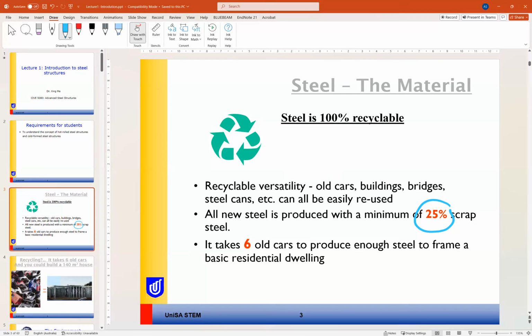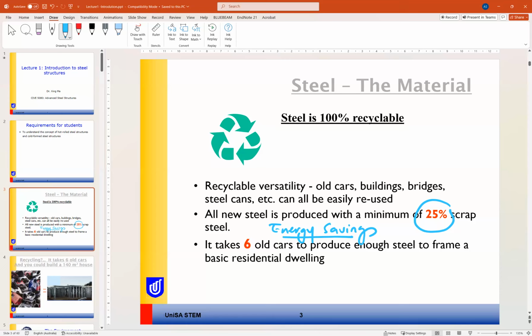So this advantage will be helpful in the construction industry because it is energy saving. You don't need to use new energy or more energy to produce new steel, and also you will get rid of the scrap steel, which we have about 18 million ton of each year.